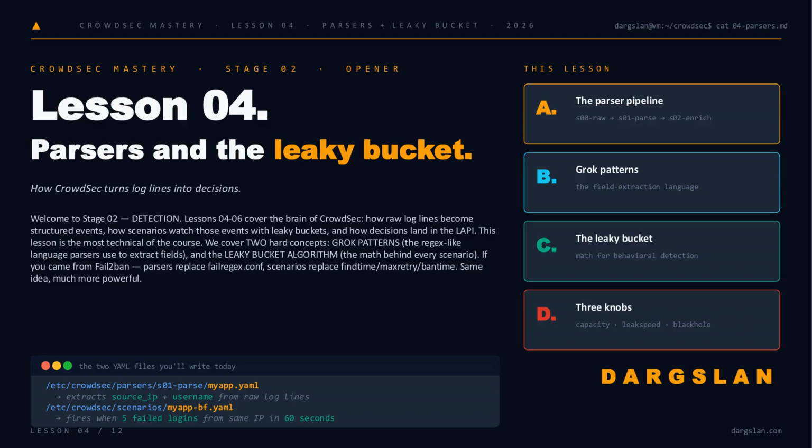If you're coming from fail2ban, think of parsers as your new failregex and scenarios as findtime, maxretry, and bantime rolled into one. Same idea, much more powerful. By the end, you'll have written 2 YAML files: a parser under s01-parse, and a brute force scenario that fires on 5 failed logins in 60 seconds.